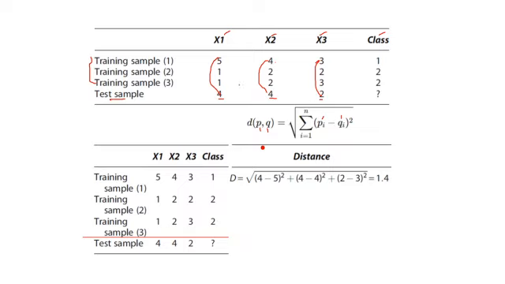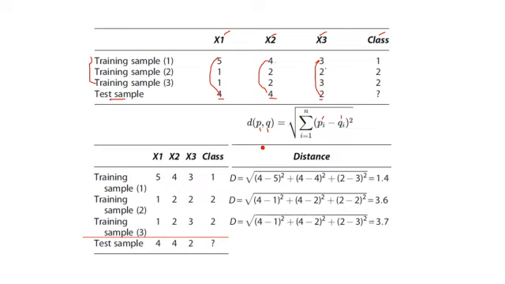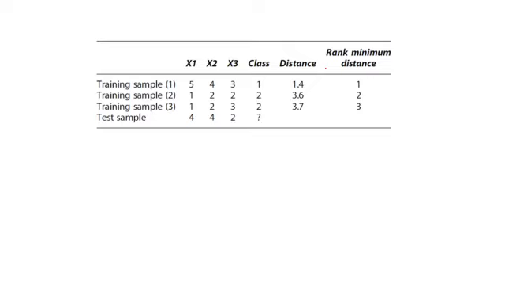Similarly for training sample 2 it will be (4 minus 1) whole square, (4 minus 2) whole square and (2 minus 2) whole square, which is finally going to be, after taking a square root, 3.6, and for the last sample it's going to be 3.7. Now when we rank, or when we consider the distance and give a rank to each of the training samples, the nearest point is training sample 1, then comes training sample 2, and then comes training sample 3.